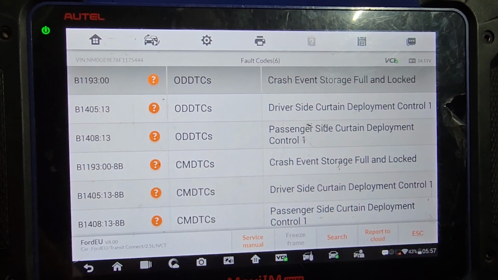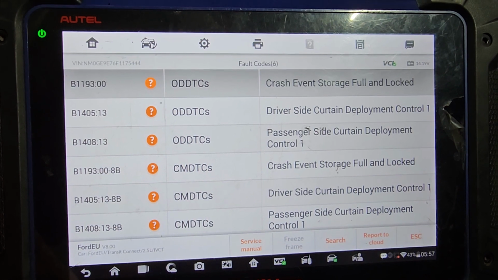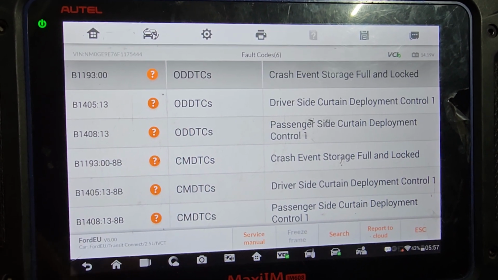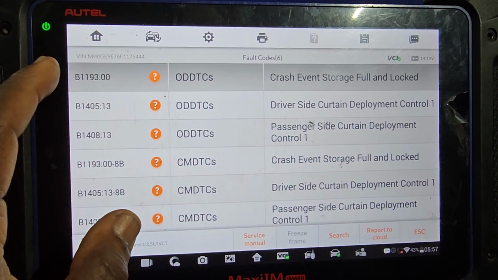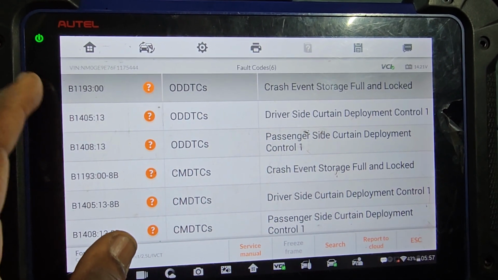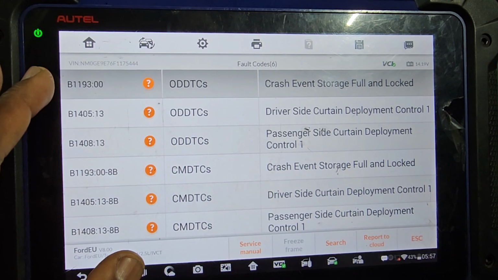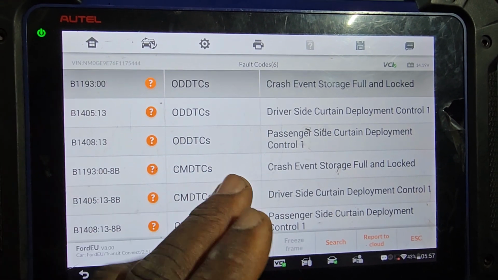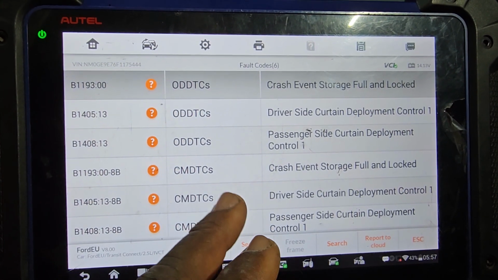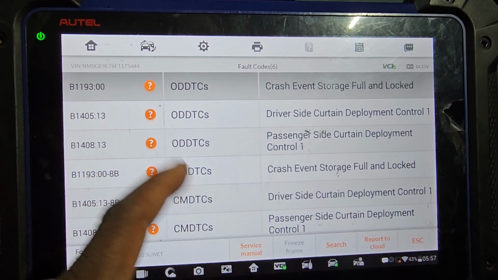The module itself is already crash locked. So you have to take the airbag control module out, clear the crash data, and put it back, and then you look at the driver side curtain and the passenger side curtain. There's two.